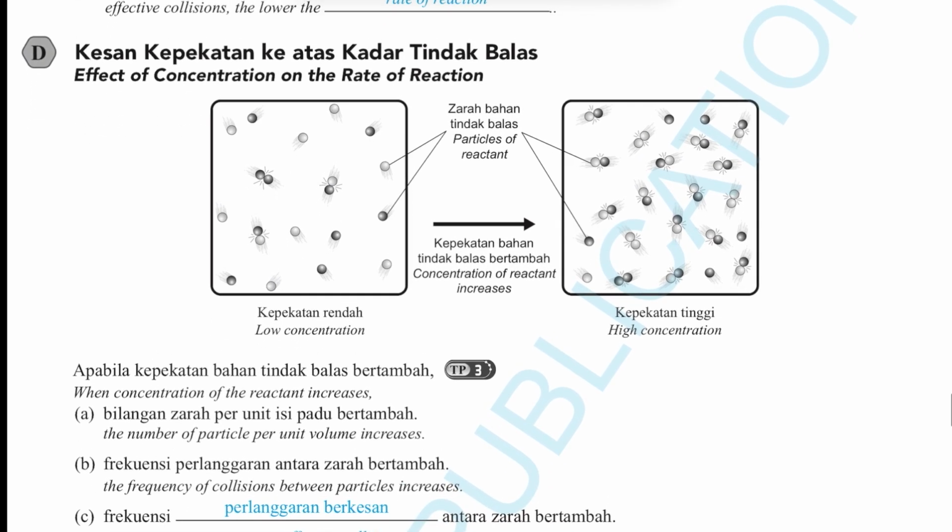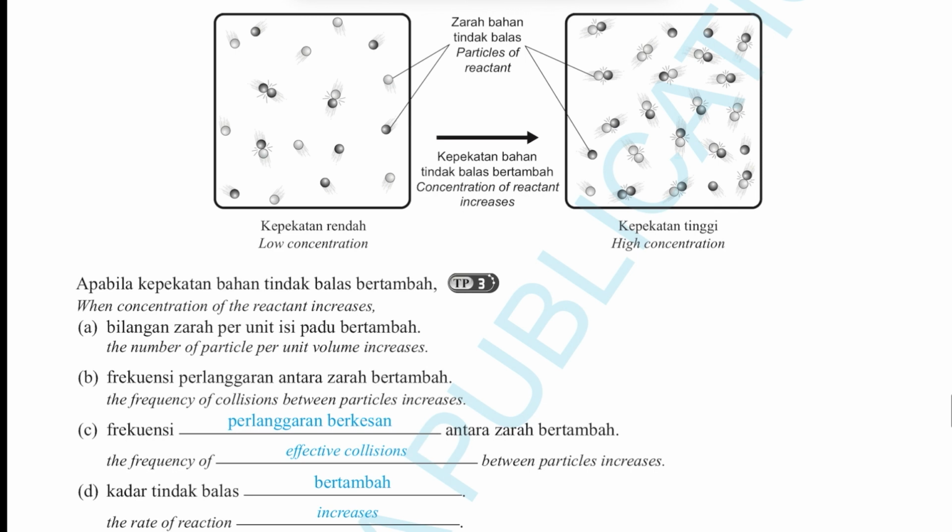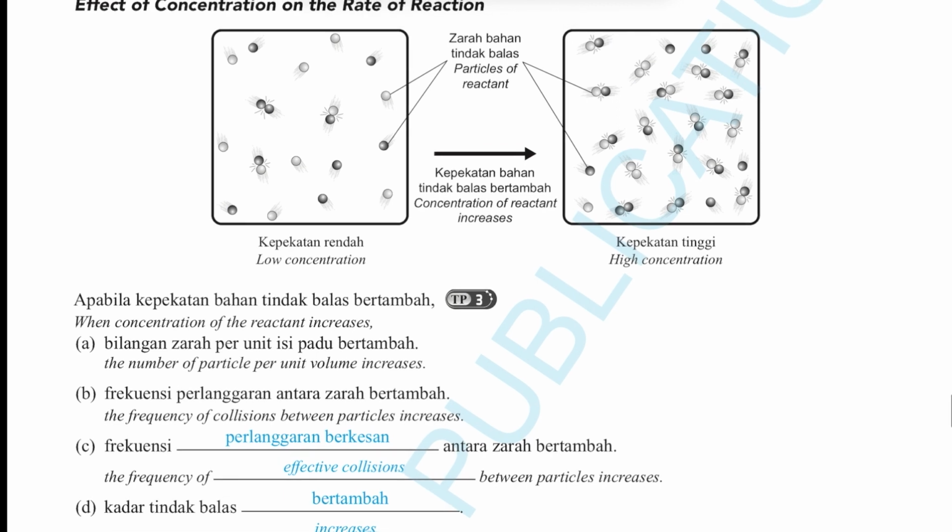Now, we want to learn in detail about effect of concentration on the rate of reaction. When the concentration of the reactant increases, the number of particles per unit volume increases. The frequency of collision between particles increases. So the frequency of effective collision between particles increases. So the rate of reaction increases. Okay, this is what happens when we use the higher concentration of reactant.